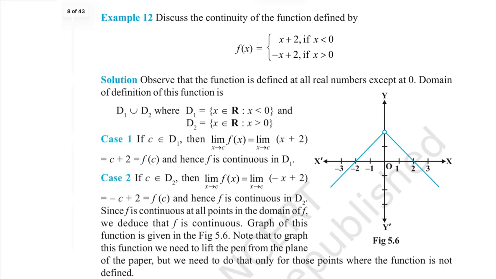Now, this is the question that I was trying to ask, to make you a reference of the class 11th limits and continuity chapter. So this is a beautiful question, in fact. Discuss the continuity of the function x plus 2 and minus x plus 2. So go through this explanation, right?